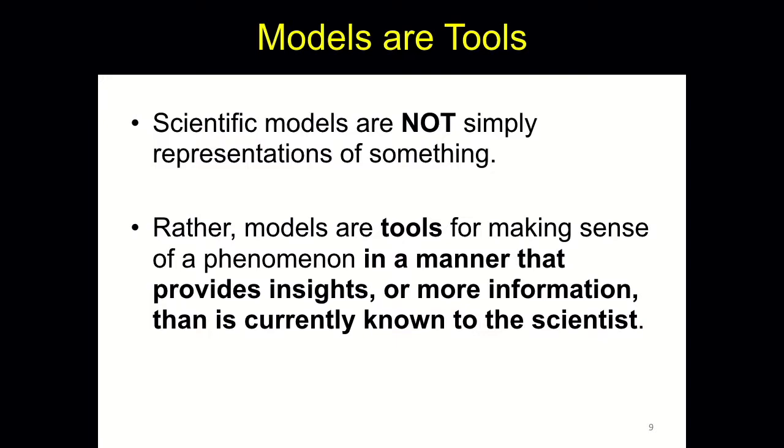It's important to point out that scientific models are not simply representations of something. That is, our goal is not simply to represent what is inside the box. It's trying to make sense of something. So the model is a tool for making sense of the phenomenon in a manner that provides insights or more information than is currently known to the scientist. Many people think that a model is simply a representation or a replica of something that we cannot see. But that's not true. A scientific model is something that pushes our understanding forward. It helps us clarify, gain insights into how something is working.